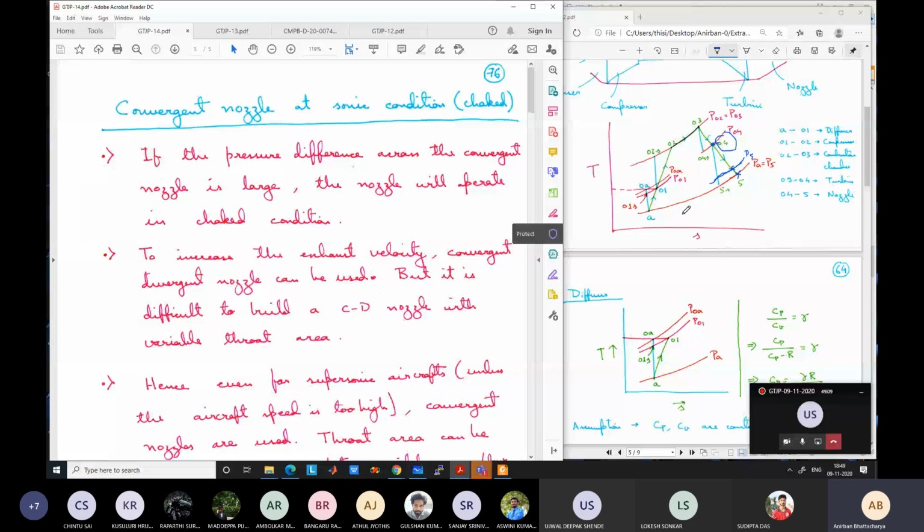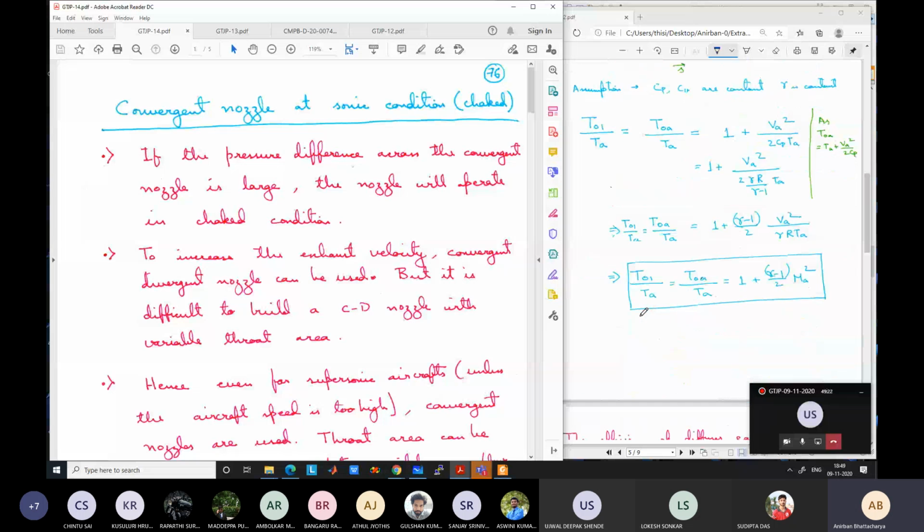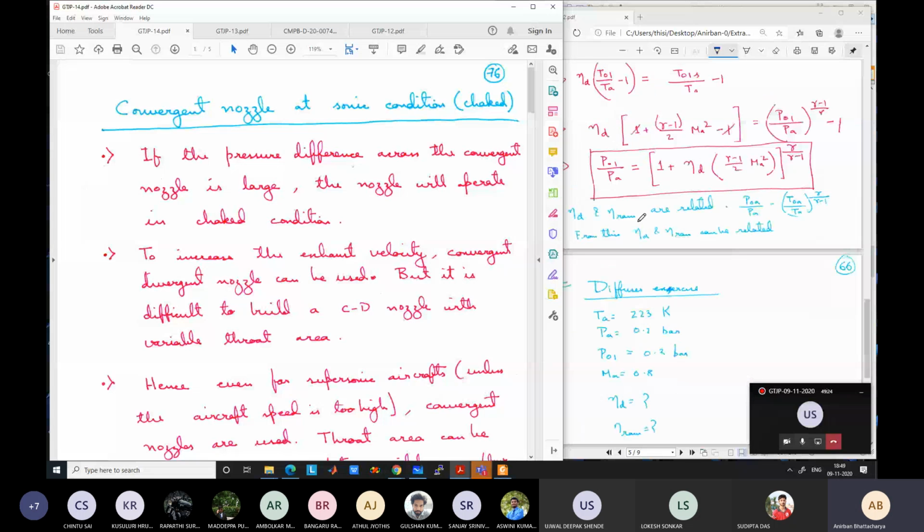So let me now formally go through this part. We will just go through this part. This is old material anyway. So convergent nozzle at unchoked condition, I think everyone is clear what to do. It is also discussed in the notes. If you are not clear, it is there in the notes.